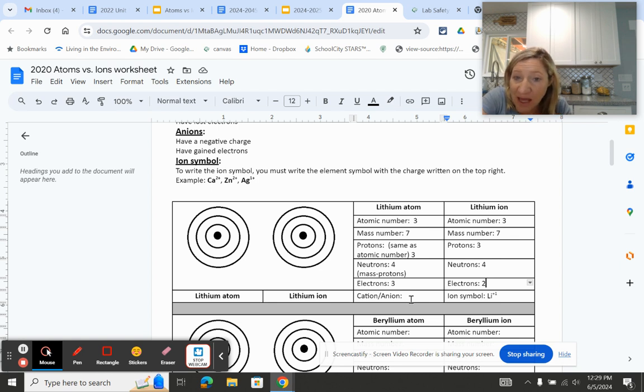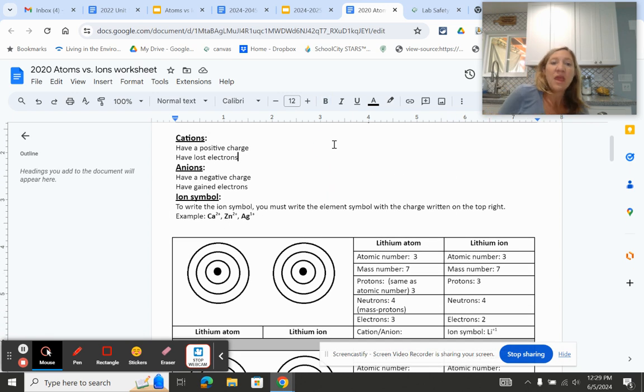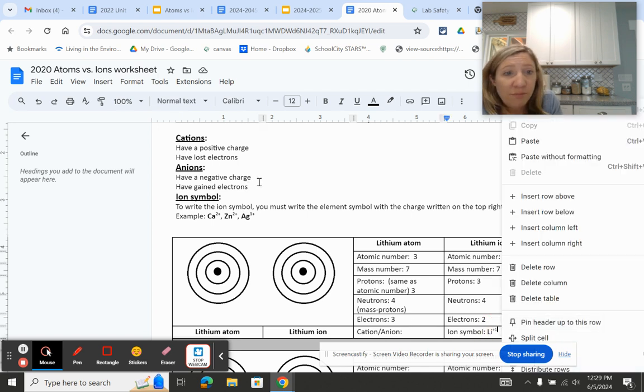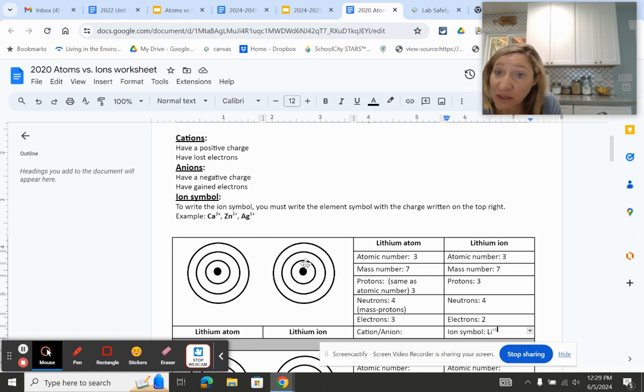Now, the last is this cation and anion part. Now, remember, I have the definitions up here. Cations, it says, have a positive charge and lost electrons. And anions have a negative charge and gained electrons. Well, let me see what happened. First of all, I see the little symbol here and it has a positive 1 charge. I'm going to say that's a cation. Now I can also double check. Did it lose electrons? Yes, it went from 3 electrons over here to 2 electrons over here. It lost an electron. So I've confirmed by both ways that this is indeed a cation. So that's what I'm writing there.